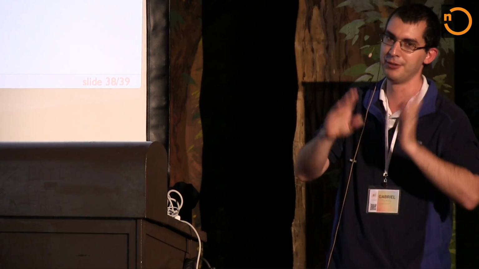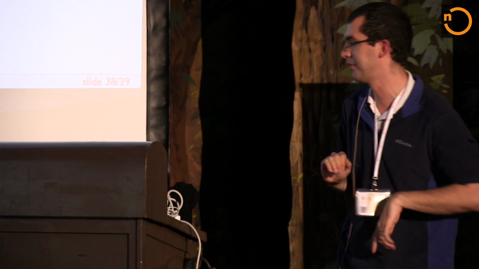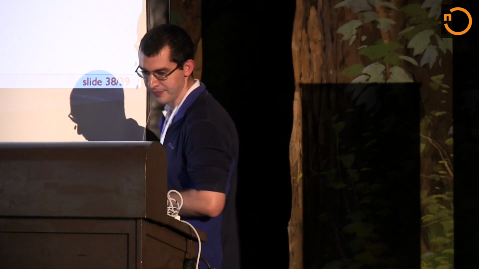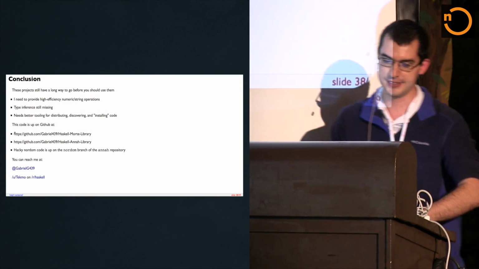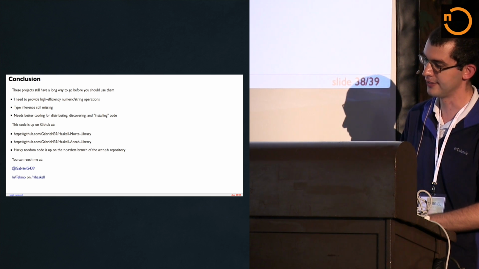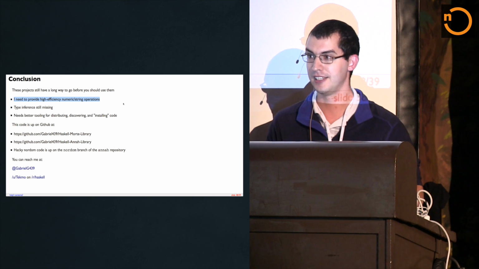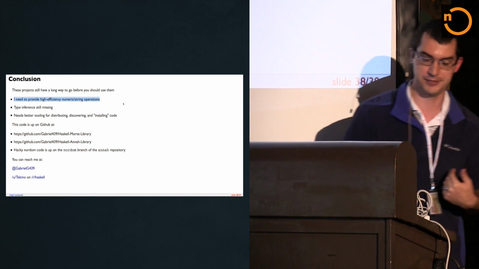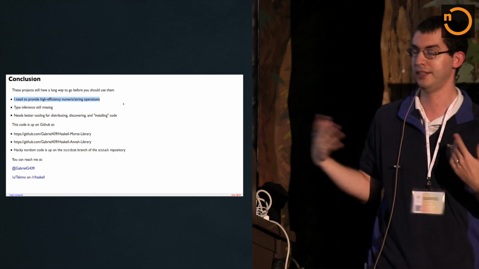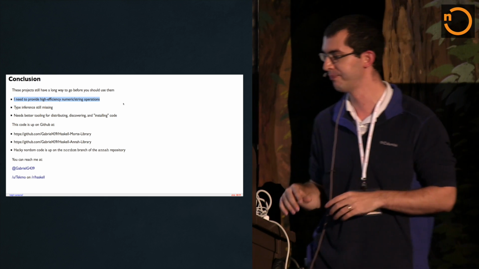So one thing I would recommend is that these projects are not really ready for general purpose use. I would not recommend that you use them right now. I don't think they're ready for that. Something I need to do is allow users to select more high efficiency numeric and string operations that get done at runtime instead of compile time. That would be a nice feature to have, especially when doing numerical code.